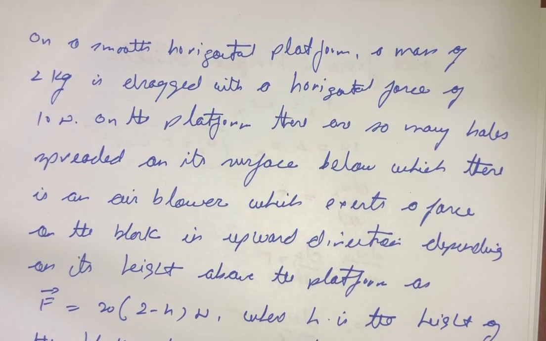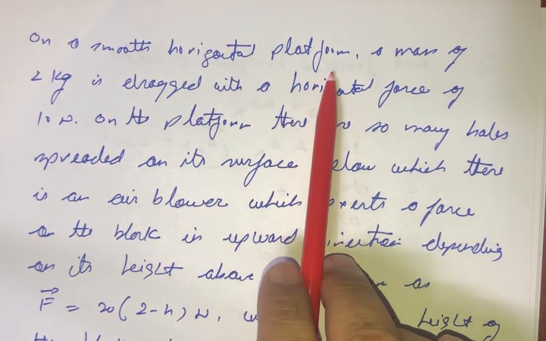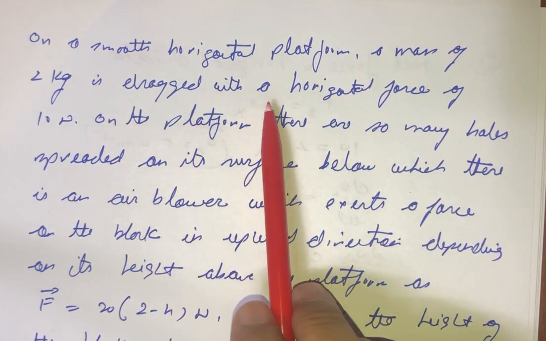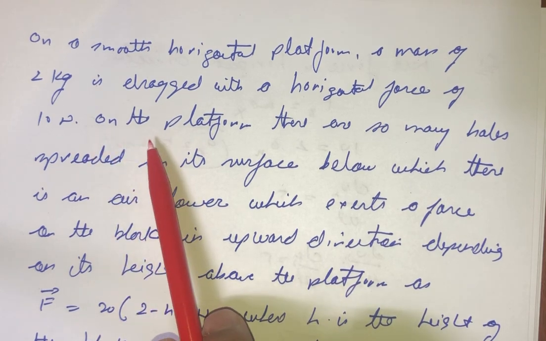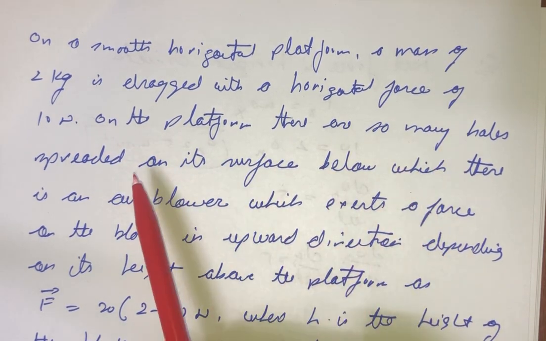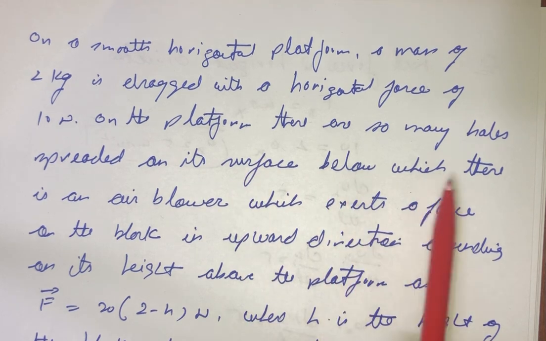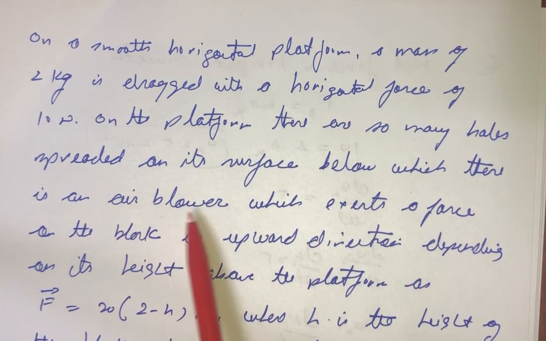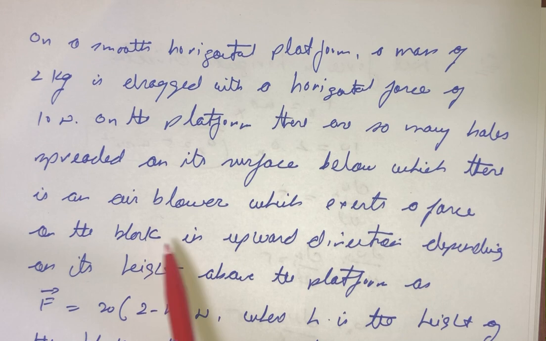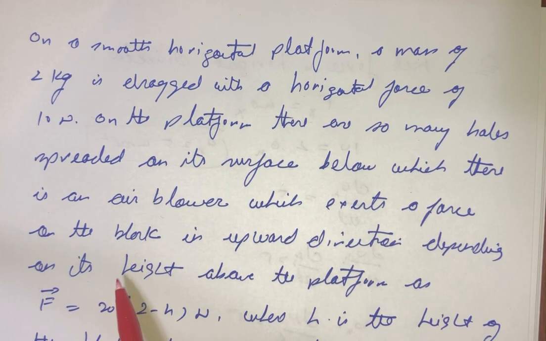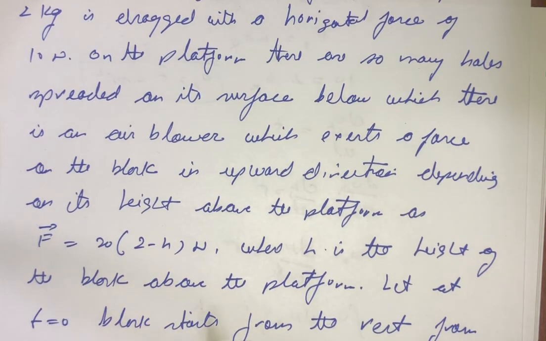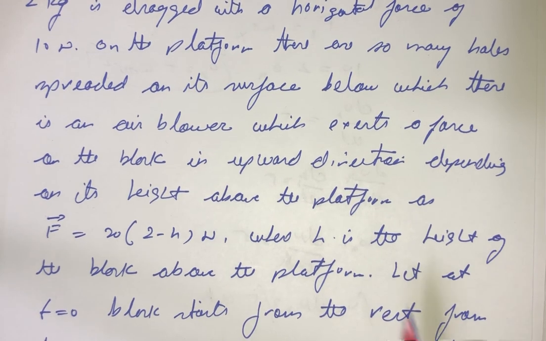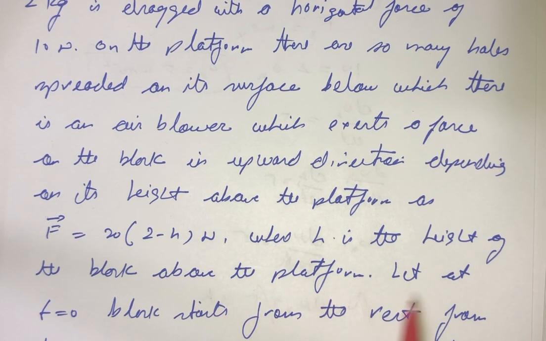In today's question, on a smooth horizontal platform, a mass of 2 kg is dragged along by a horizontal force of 10 Newton. On the platform, there are many holes spread on its surface, below which is an air blower which exerts a force on the block in the upward direction depending on its height above the platform, as F is equal to 22 minus h Newton, where h is the height of the block above the platform.